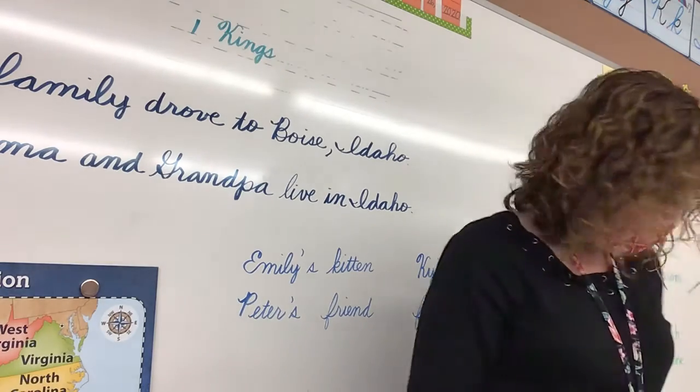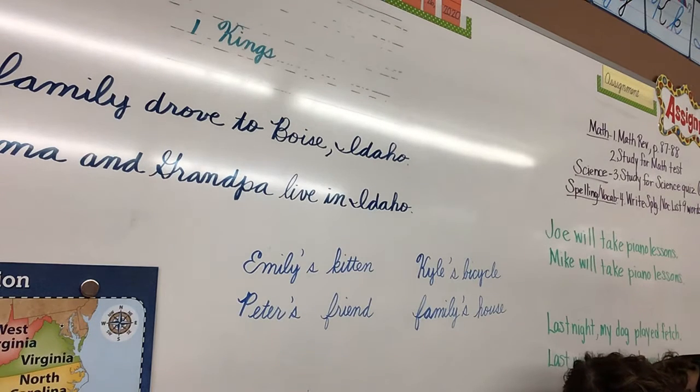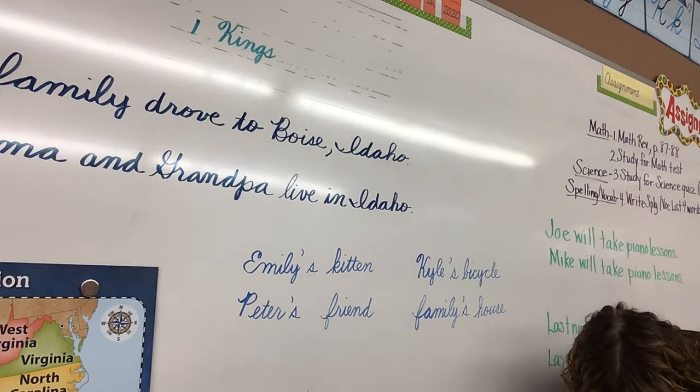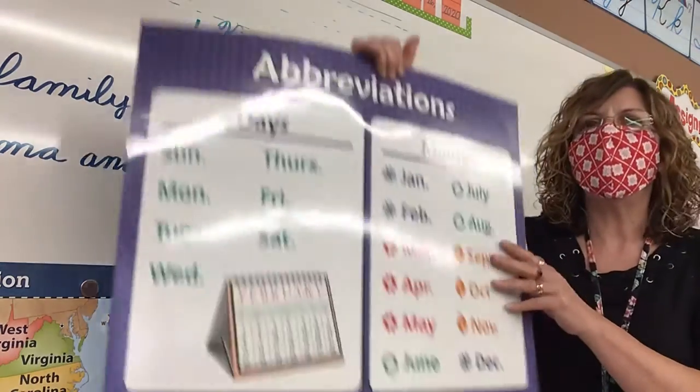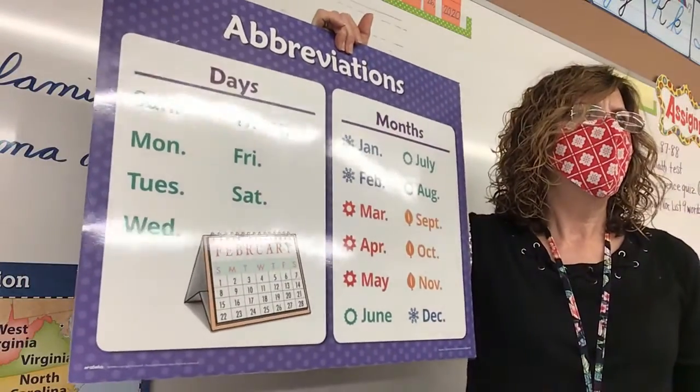Alright, another thing that you will be having on the quiz is your abbreviations. And some of them are going to be abbreviations for the days of the week and the months of the year. So we're going to go over those. But some of them are for titles of respect. Okay, so let's look first of all at the days of the week and the months of the year. We already had this on a quiz.